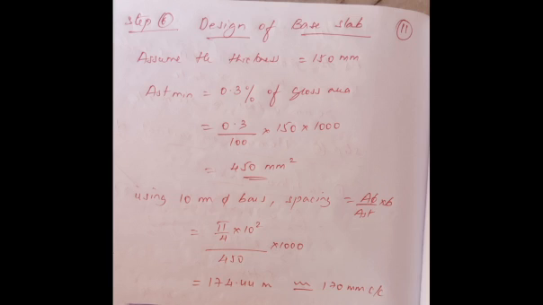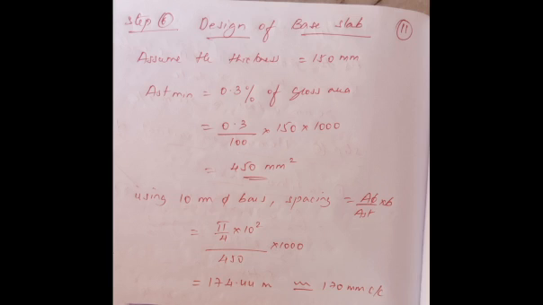Now the last step is left, design of base slab. Everywhere we assume the thickness of the base slab as 150 mm only. You can check it in any textbooks you are referring. The base slab thickness is assumed and taken as 150 mm. AST minimum is provided, that is 0.3% of gross area, which is around 450 mm square.